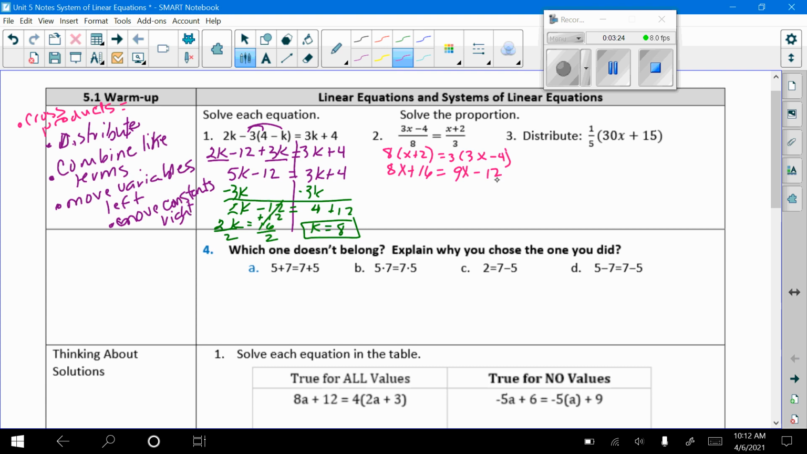There's nothing to combine, so we're going to move variables left. So minus 9x, minus 9x. If you can see that you can do both of these at the same time, you could also move your plain numbers, your constants, at the same time. So moving these away, and I move those away. So I ended up with negative 1x is equal to negative 28. Divide by negative 1 on both sides, and I end up with x equals 28.